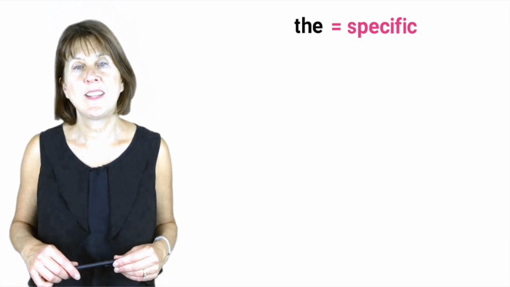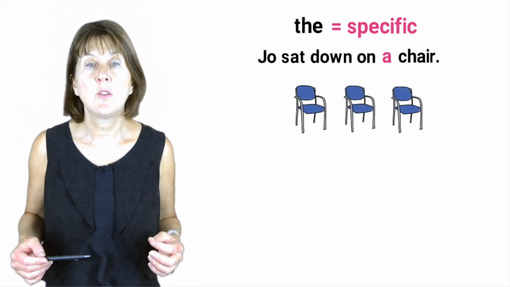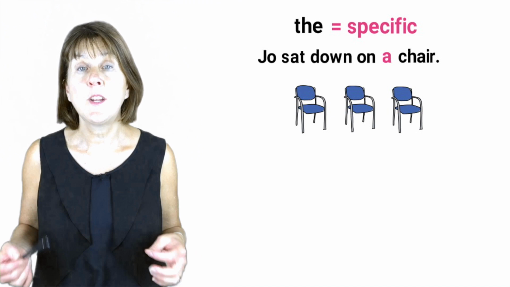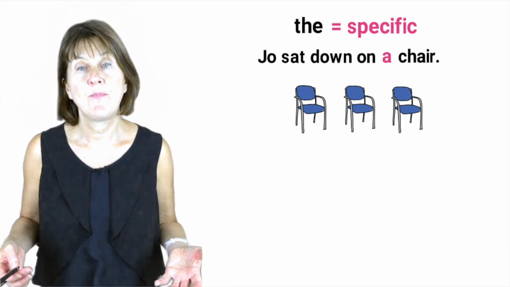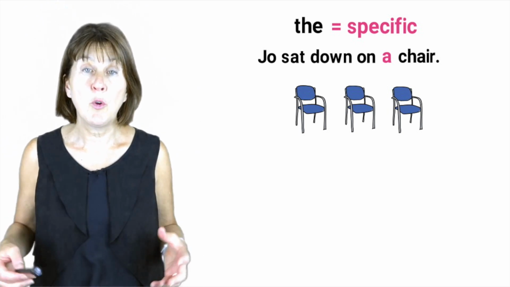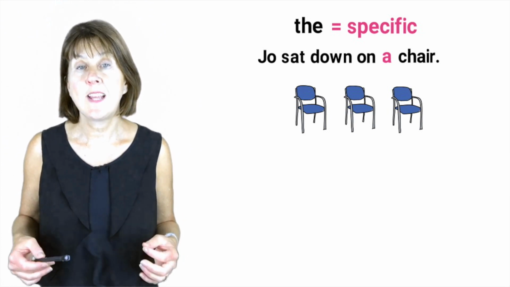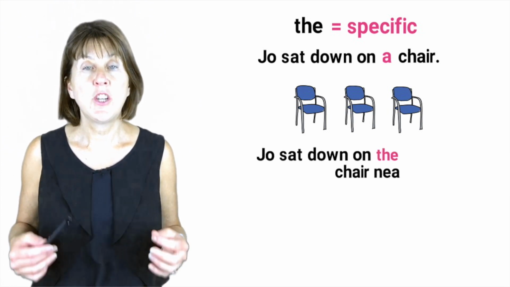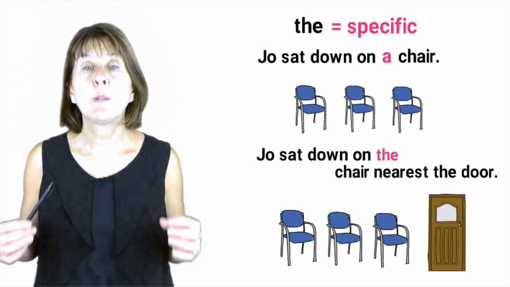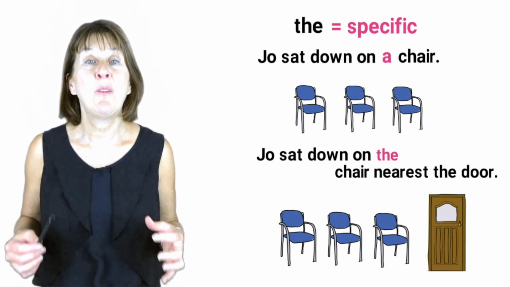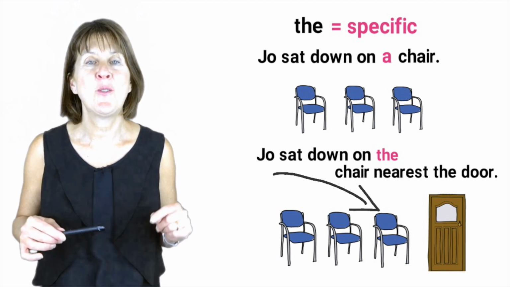Let's compare two sentences. Joe sat down on a chair. We use the indefinite article with countable nouns when we don't know which one we're referring to. It could be any chair. Also, if it's a part of a group, so here we have a group of chairs. Whereas when we say Joe sat down on the chair nearest the door, we use the because we're being specific. We know exactly which chair we're referring to. This one, the one nearest the door.